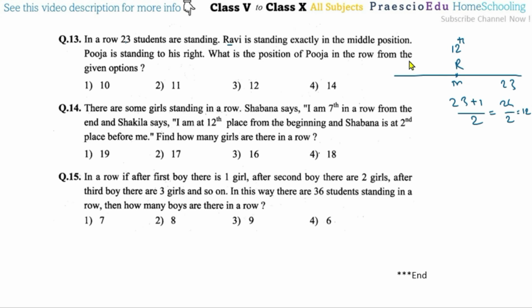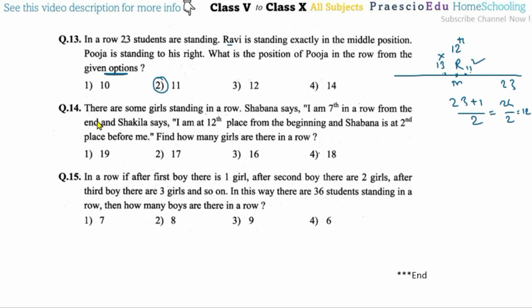Now after this one, Pooja is in the row. Pooja is standing to his right, okay. To his right means this one, okay. So either this is 11th, or here also as right, we don't know which is right. So it is either 11th or 13th, but 13th is not available in the options, so 11 is the correct one. So that's why option number 2 is the correct one, because the given options are mentioning it. It may be either this or this, but 13 is absent, so the condition is asking for 11th.